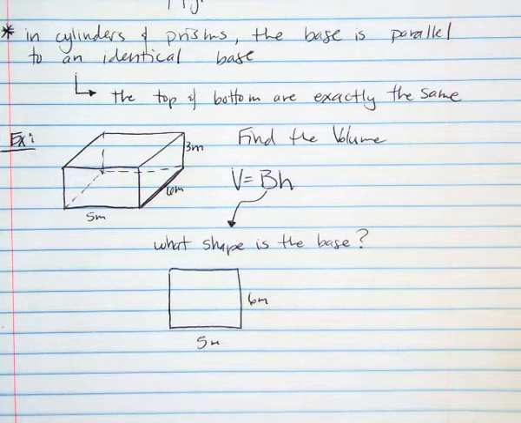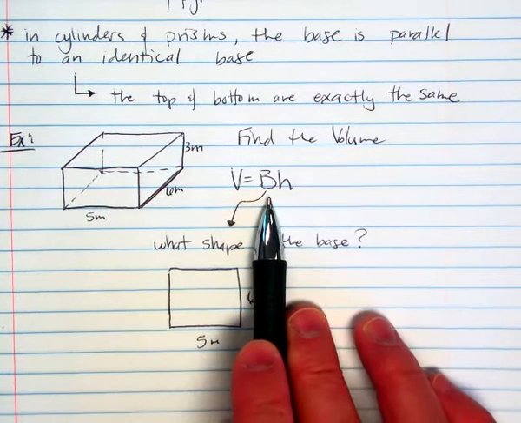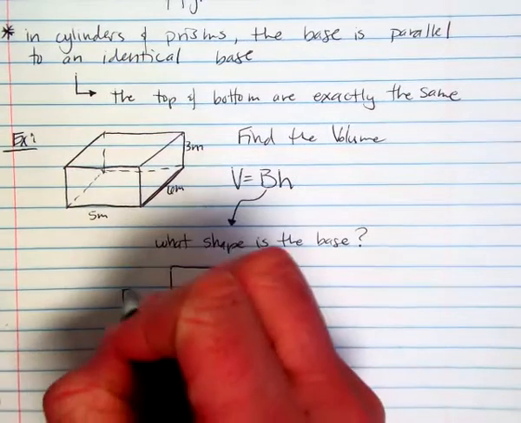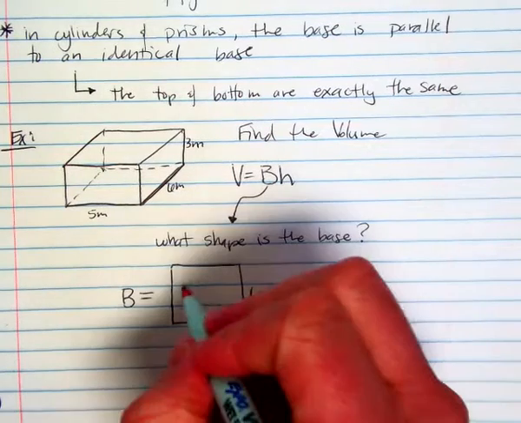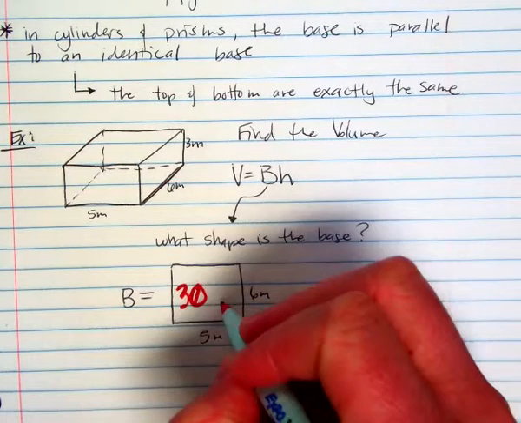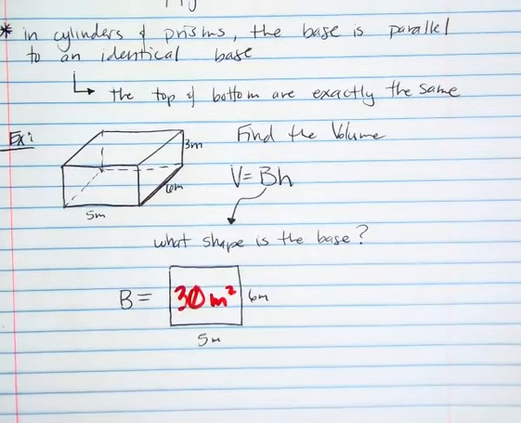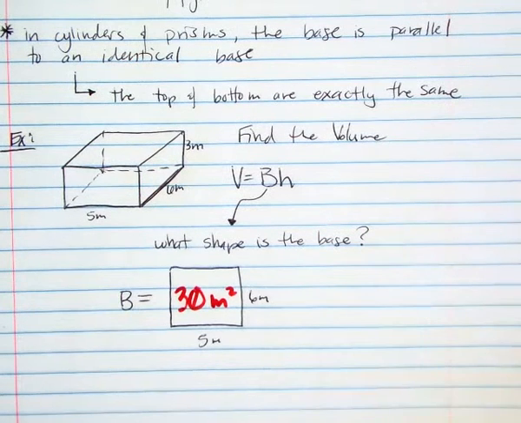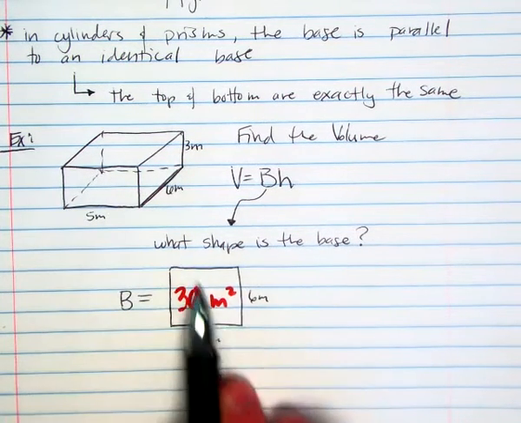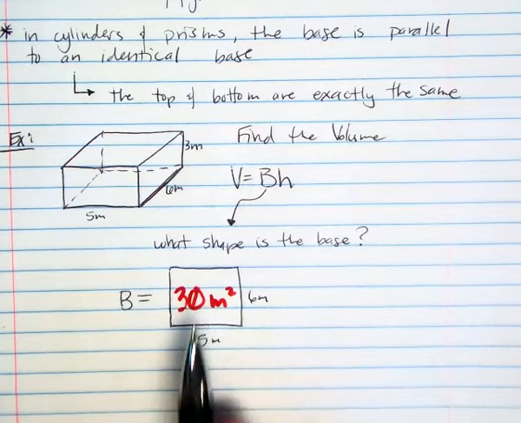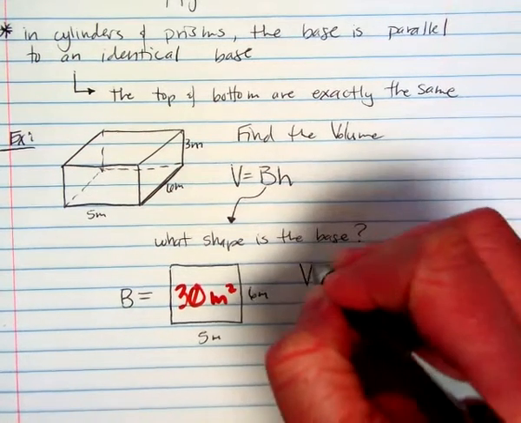Okay, well, I need the area of the base. Capital B is the area of the base, so capital B equals 5 times 6, which is going to give me 30 meters squared. So that's capital B. We said that the base of this entire thing is a rectangle, down here, 5 by 6. So I drew that rectangle, I found the area. So now I'm ready to actually find the volume.